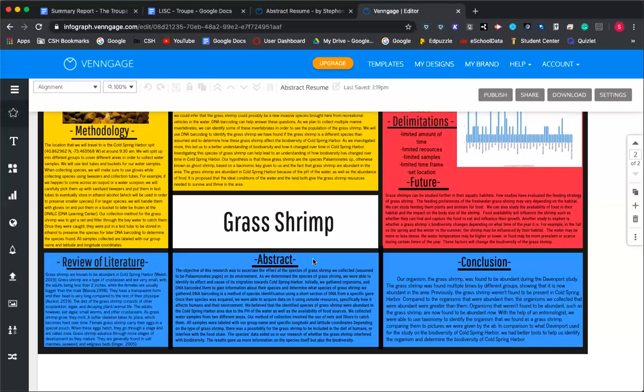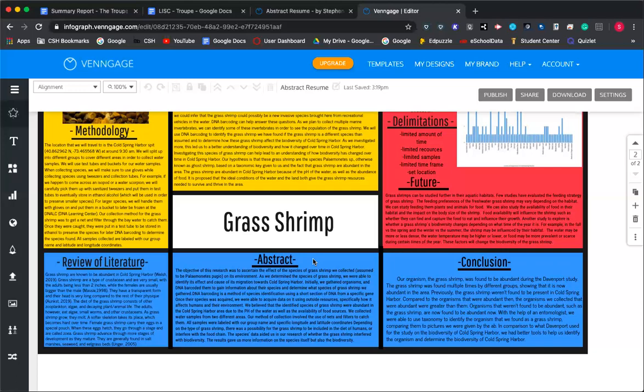We believe that the identified species of grass shrimp were abundant in the Cold Spring Harbor area due to the pH of the water as well as the availability of food sources. We collected water samples from 2 different areas. Our method of collection involved the use of fish nets and filters to catch them. All samples were labeled with our group name and specific longitude and latitude coordinates.